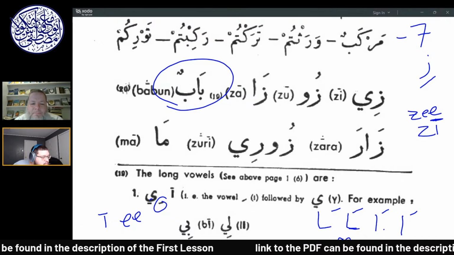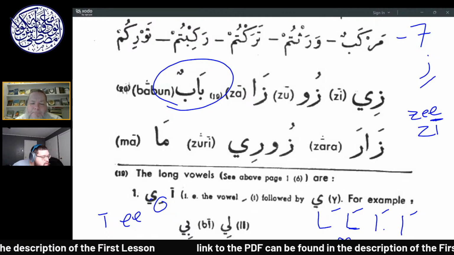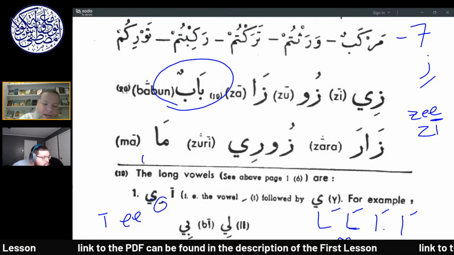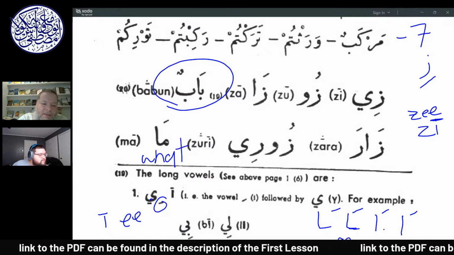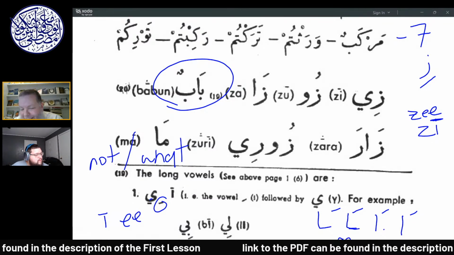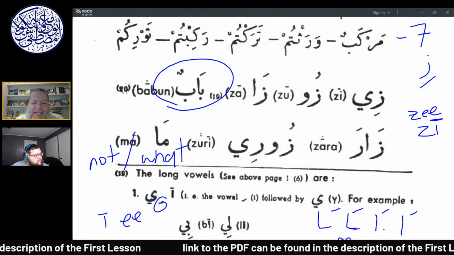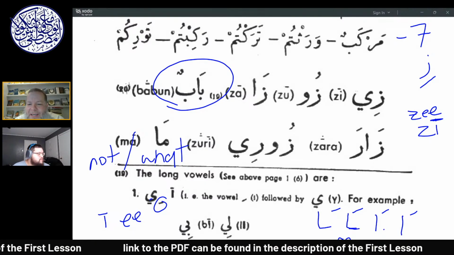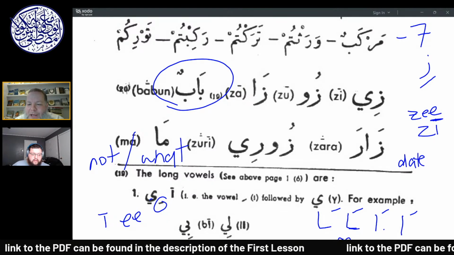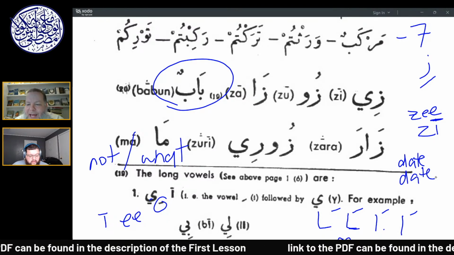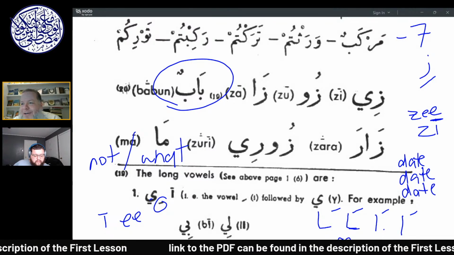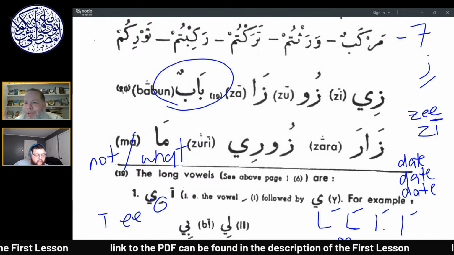Ma is an important word. It means what, and it can also mean not, depending on its context. But we have the same thing in English. We have a date, which is a day on a calendar. We have a date, which we eat when we break fast. We have a date when we take our wives out to a nice dinner. The same word spelled the same way, with 3 different meanings.